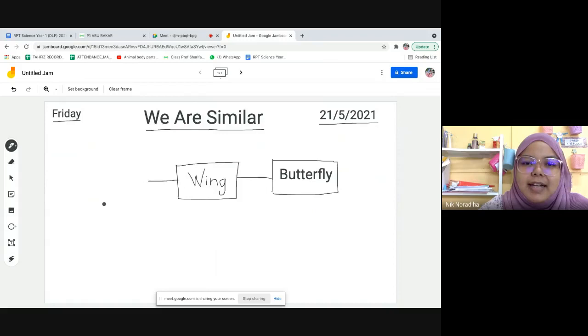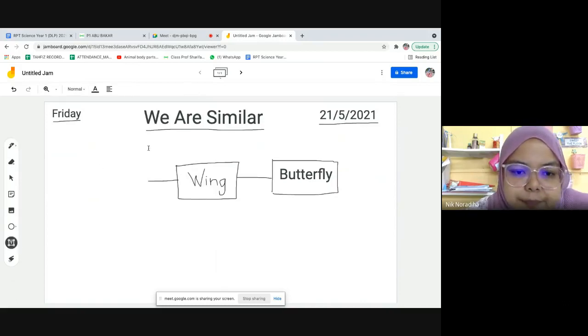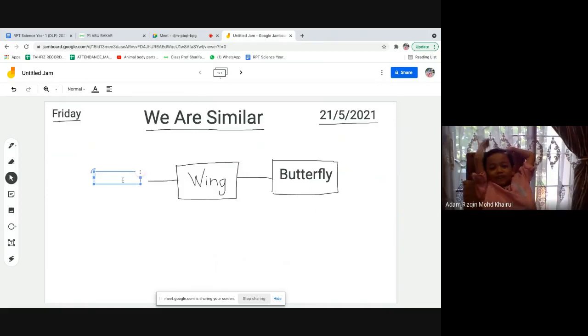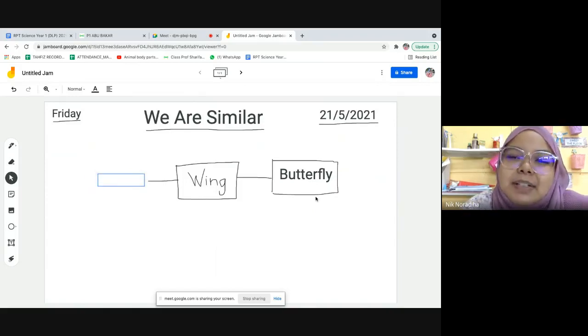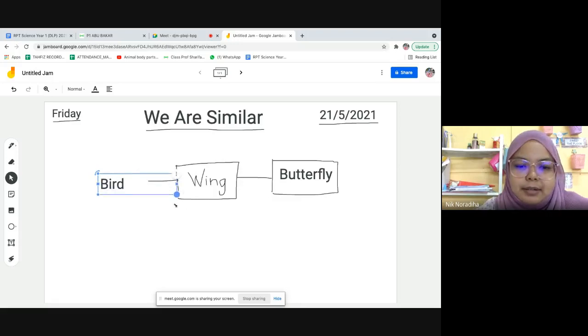Alright, Adam Rizkin. Can Adam Rizkin turn on the microphone? Okay, Adam, can you give teacher one animal that has a wing aside from the fly? One only. Bird. Bird, good job. Thank you, Adam Rizky. B-I-R-D. Bird. Okay, you can write inside your book, everyone.